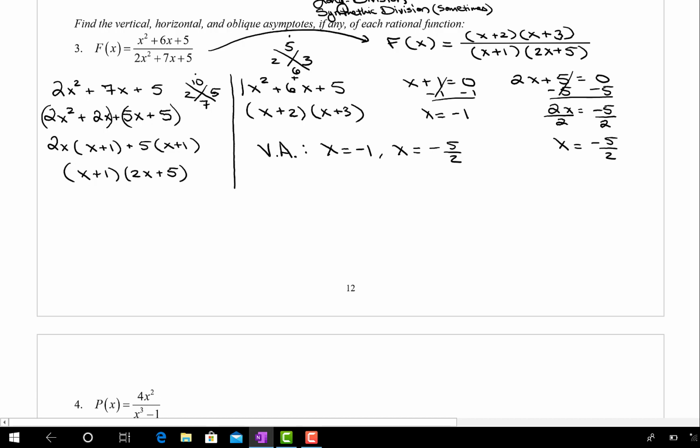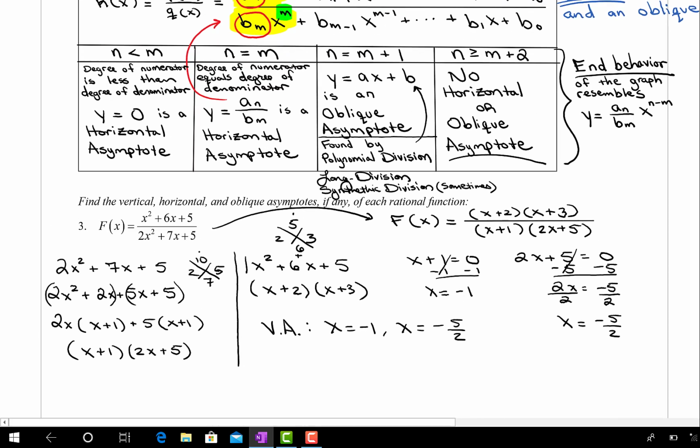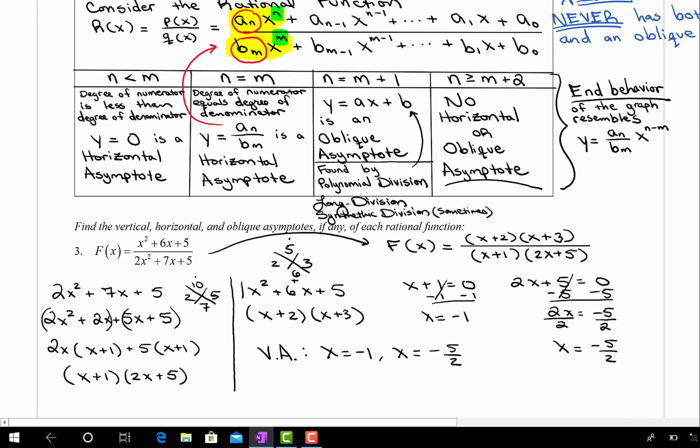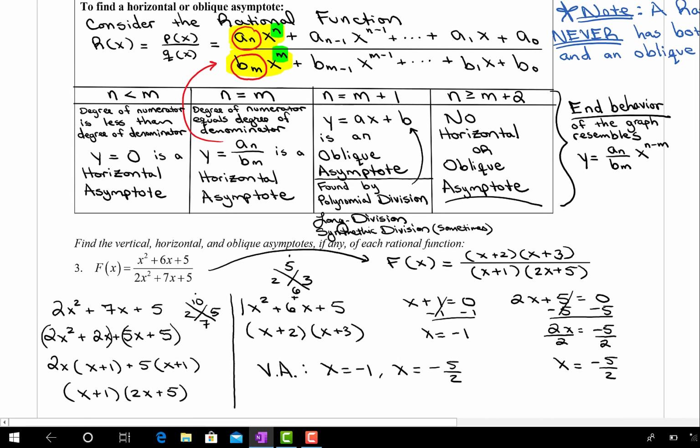All right, now we're ready to find our horizontal, or I should say, oblique, or maybe neither. Let's see, what am I looking for here? I'm looking at the leading terms. I've got x squared over 2x squared. What can you tell me about these degrees? Which one of these categories does this fall into? This looks like that second case, where n is equal to m.